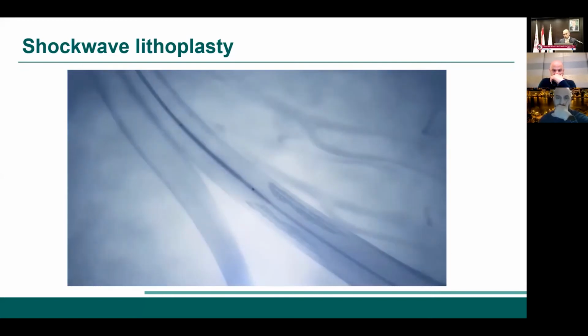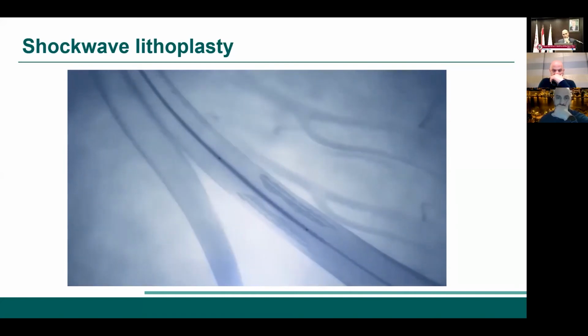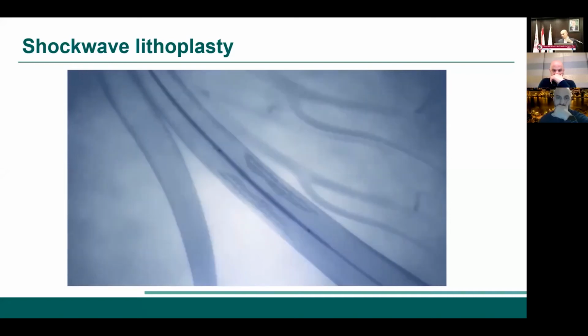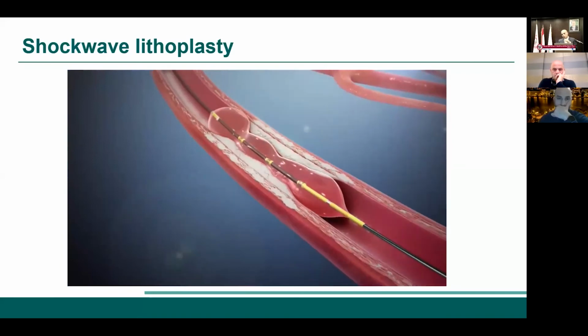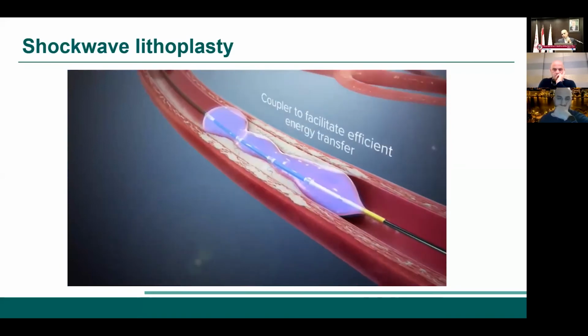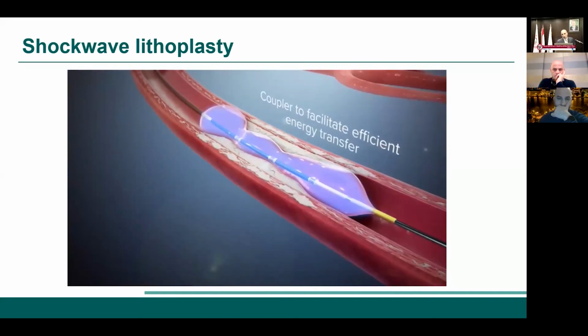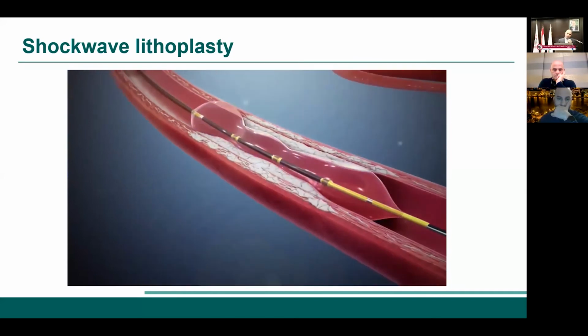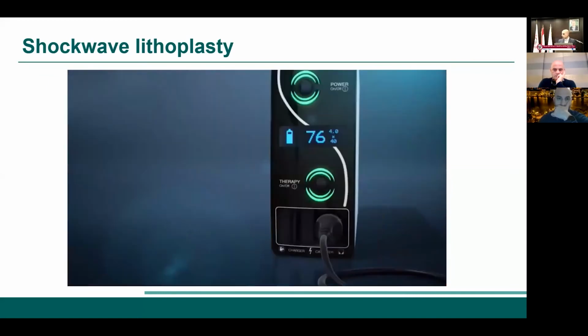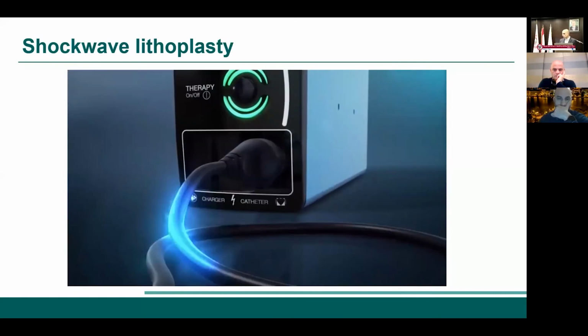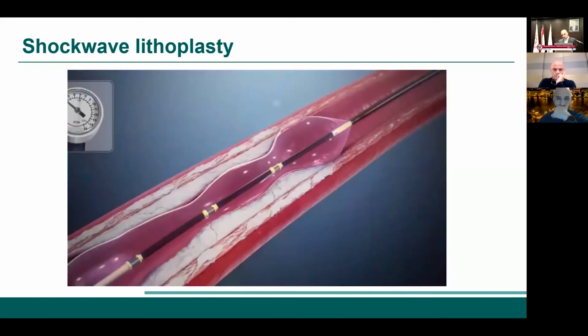Shockwave was initially developed with initial cases for the periphery, so in peripheral intervention, different types of devices. This is the coronary device, and the idea is simple. You go, you inflate it, and you start sending these shock waves, as the name implies. You're not doing balloon angioplasty here, you're not going to high pressure. The recommendation is to go 4 atmospheres, 6 atmospheres max, and then you're sending these shocks.